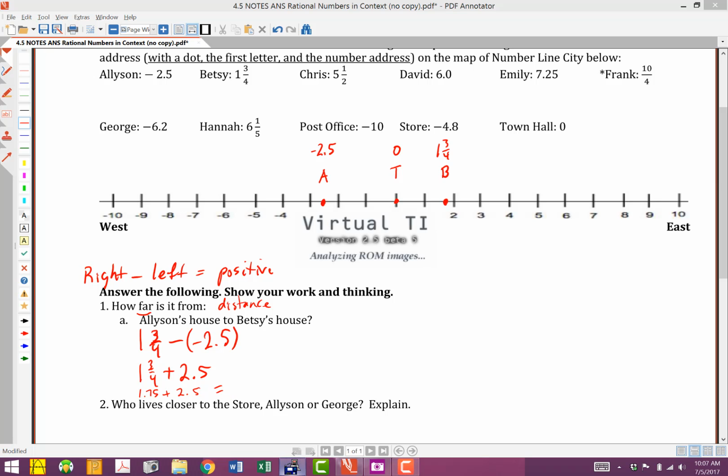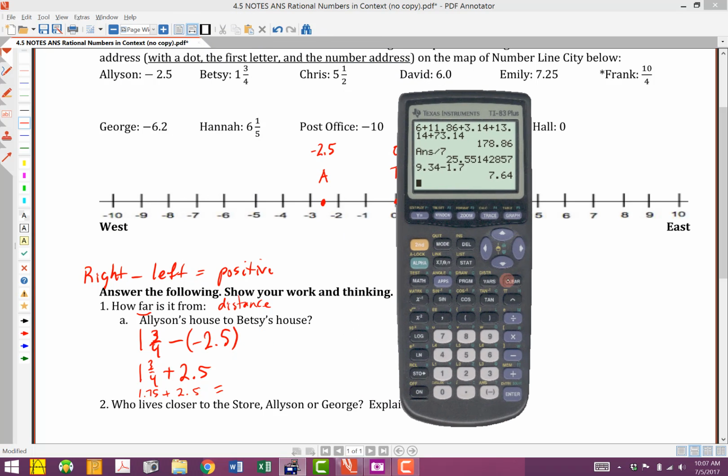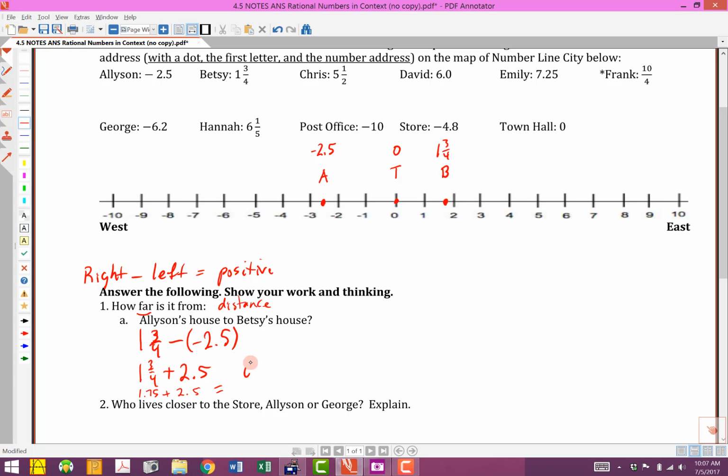So I'm just going to go ahead and type this in, and you'll be able to see. The advantage here is that I can just pull this up on the screen. I don't have to split screens or anything like that. So I'm going to do 1.75, and then I'm going to add 2.5. And we end up with 4.25. So the answer right here is 4.25.